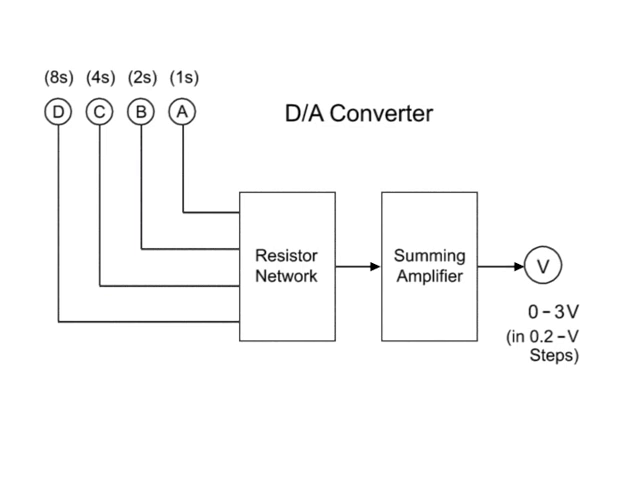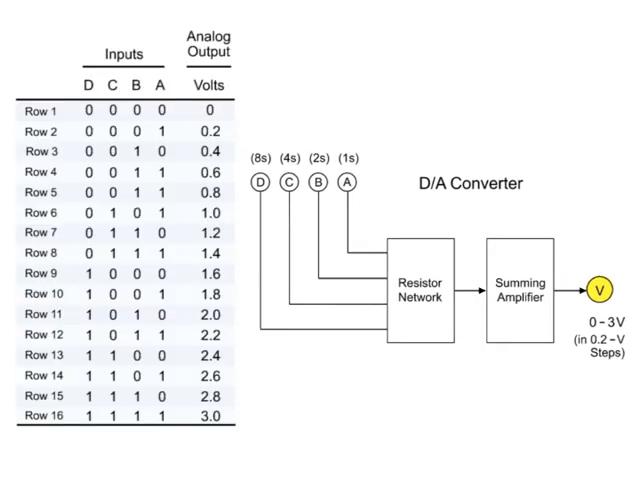Consider the possible binary inputs at D, C, B, and A, and the corresponding voltage output based on the following truth table. Keep in mind that the inputs going from A to D have increasing significance.